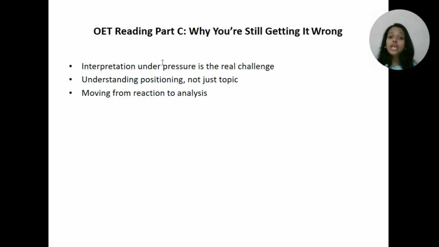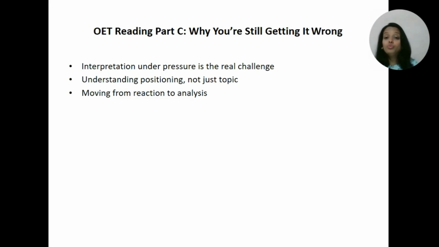You can understand every word in the passage. You can even explain the topic confidently. But when the question asks, what does the writer suggest about? Which statement best reflects the author's view? What can be inferred from? Then you hesitate, right? In that hesitation, you choose the second best option. So today I'm going to show you why that happens and how to stop it.